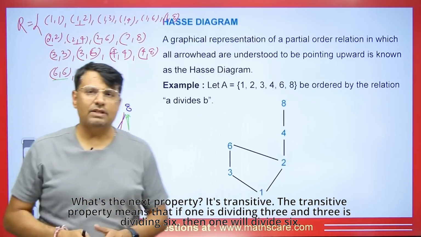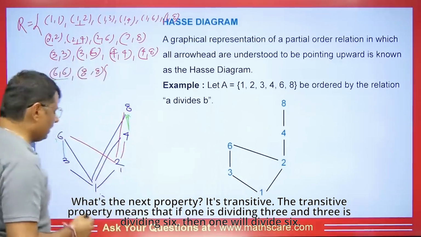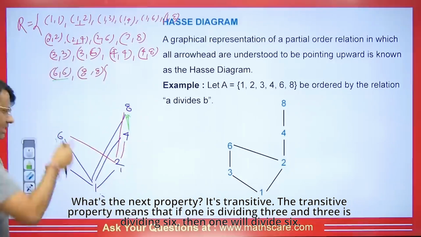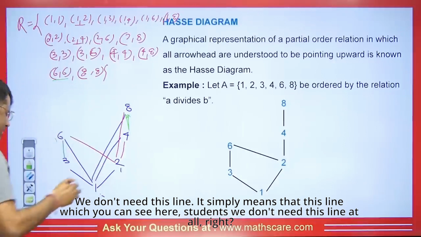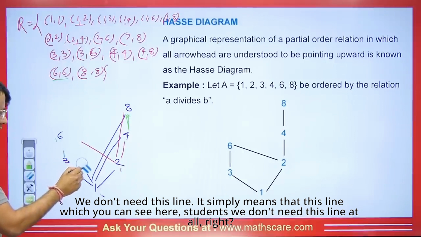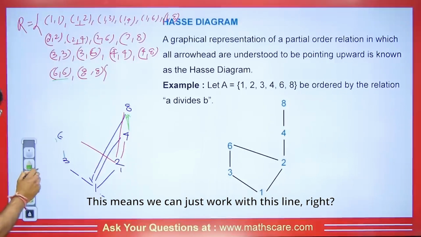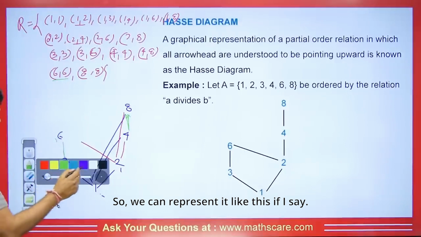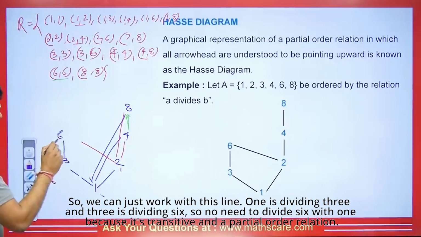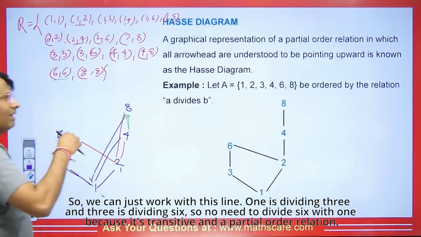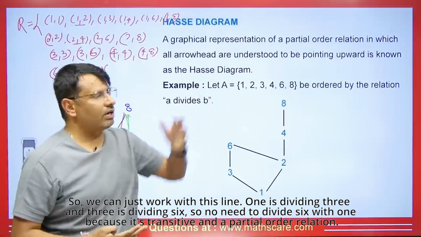What's the next property? It's transitive. The transitive property means that if 1 divides 3 and 3 divides 6, then 1 will divide 6. We don't need this line. It simply means that this line which you can see here, students, we don't need at all. So we can just work with these lines. 1 divides 3 and 3 divides 6, so there is no need to connect 1 with 6 because the relation is transitive, and a partial order relation.